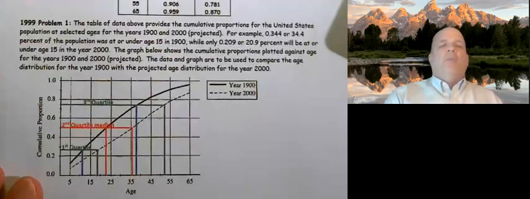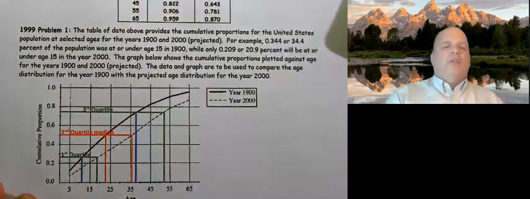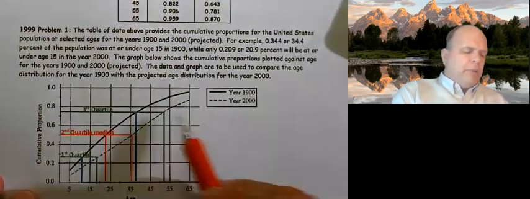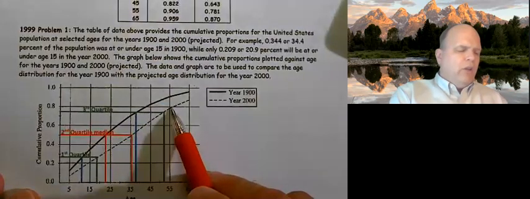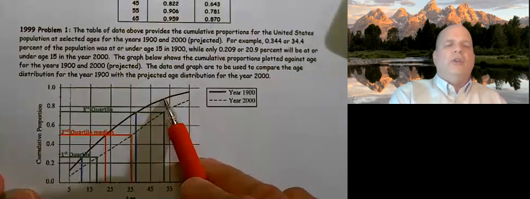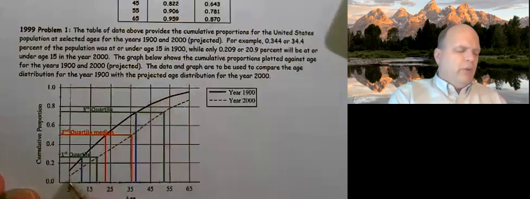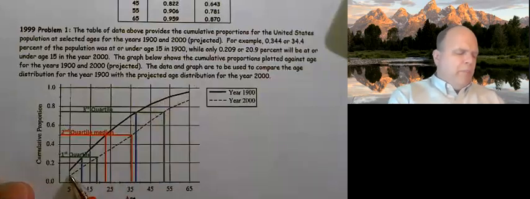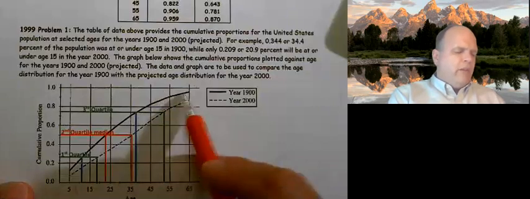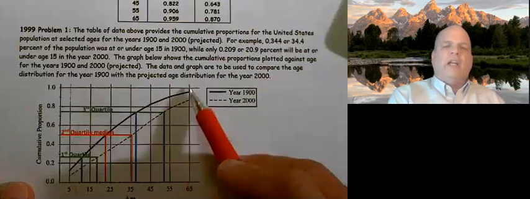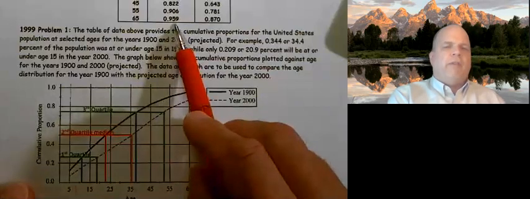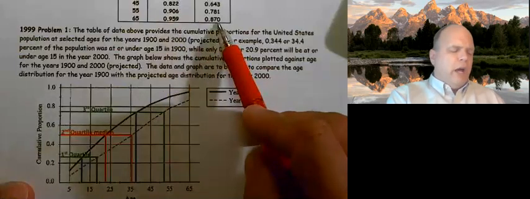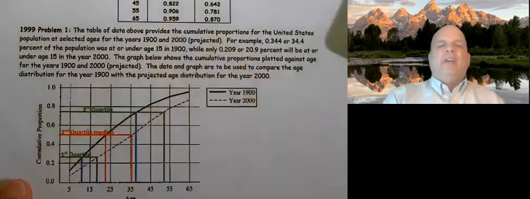All right, so converting that table to a graph looks something like this. Now, please remember, this is the year 1900, right here, and this is the year 2000. As you can see, the year 2000 is underneath the 1900 graph. Why? Because the 1900 graph gets to 100% faster than the year 2000. People seem to be living longer.